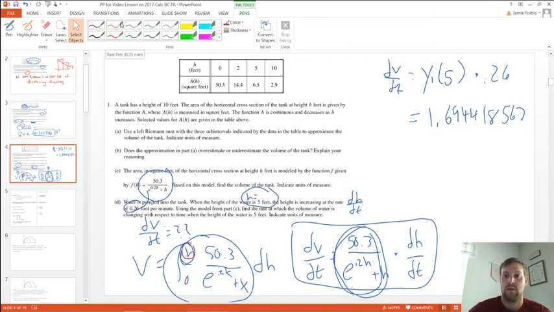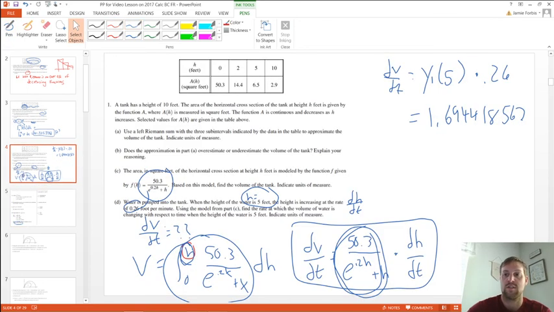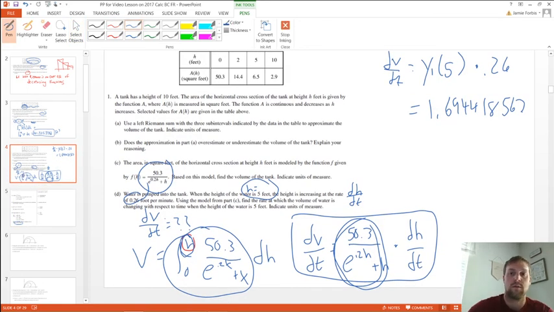Ooh, look at this, I might have messed this up. I didn't put the units of measurement in D. It says to indicate the units of measurement. So this is a rate, and the rate of change is going to be its volume changing per minute. So that's cubic feet per minute. You see it right here, or feet cubed per minute. My bad, I forgot to put that.